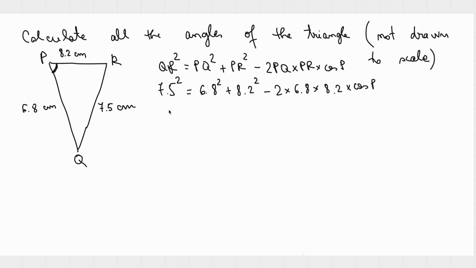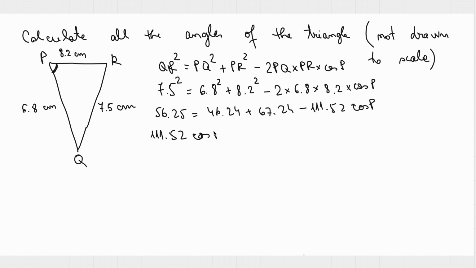We raise to the power of 2 and we get 56.25 equals 46.24 plus 67.24 minus 2 times 6.8 times 8.2, which is 111.52, times cosine of P. And here we'll have that 111.52 cosine of P equals 113.48 minus 56.25.